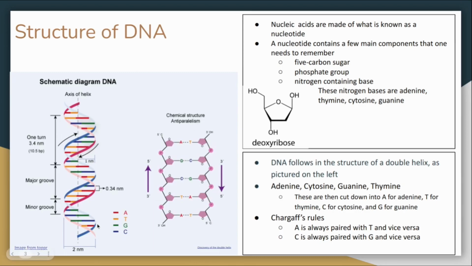As you can see, the structure is here on the side, and this is where we're going to start talking about these bonds right here. This is what these nitrogen-containing bases do. There are four of them. There is adenine, cytosine, guanine, thymine, and these are all shortened down to A, T, C, and G.